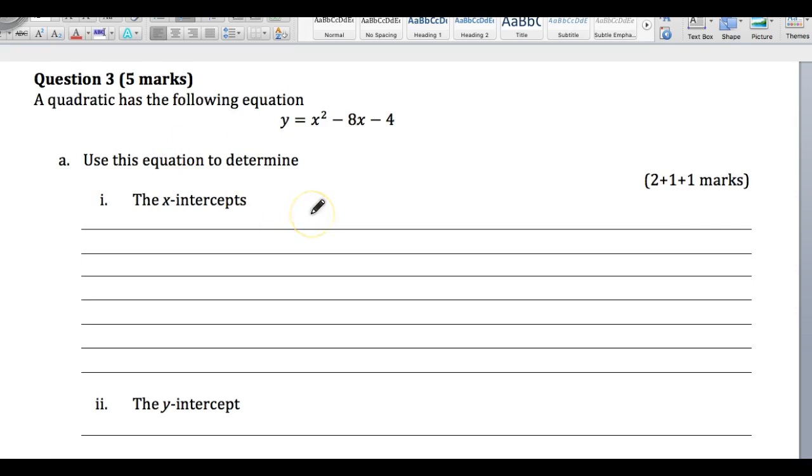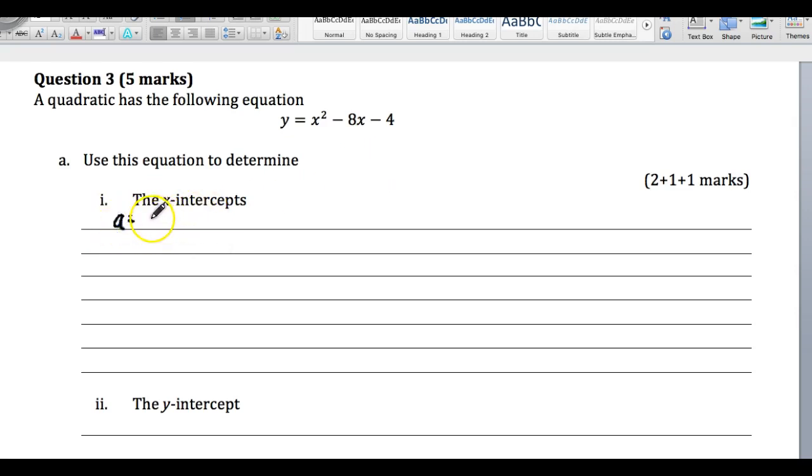So a quadratic has the following equation. Use this equation to determine the x-intercepts. So this one here, even though it's in expanded form, I can't actually factorize it. When I say factorize it, I mean finding two numbers that when multiplied give you -4 and when added give you -8. Okay, I can't do that. So I either have to put it into turning point form or use the quadratic equation. Now I'm a huge fan of the quadratic equation, so that's what I'm going to use.